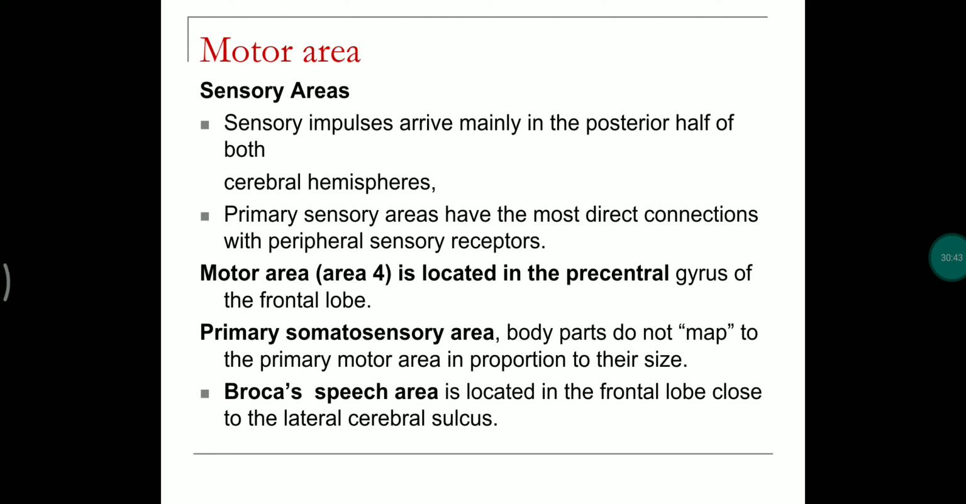Broca's speech area helps in the recognition of our speech and language and helps us to speak. That is present in the frontal lobe.